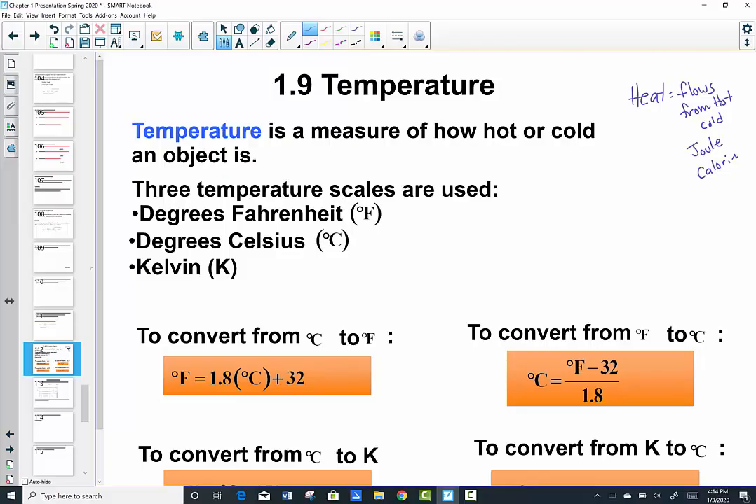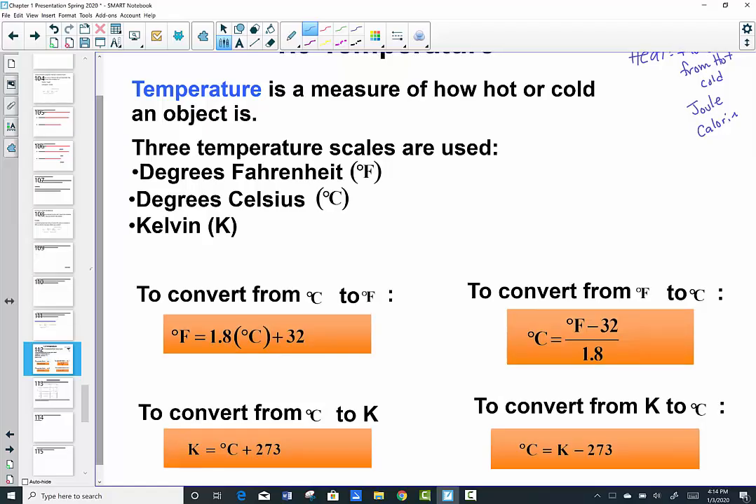There are three scales that we're familiar with: Fahrenheit, which is degrees Fahrenheit, Celsius, which is reported with units known as degrees Celsius, and the Kelvin scale. Notice there is no Kelvin degrees. It is just simply the unit called Kelvin.